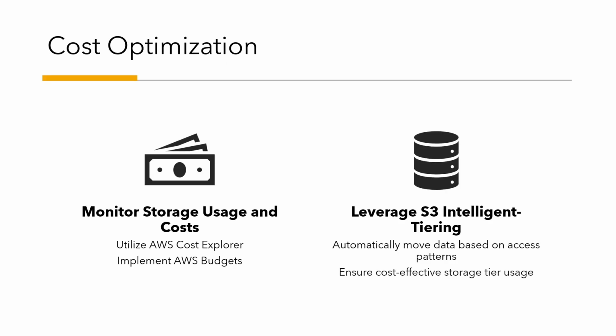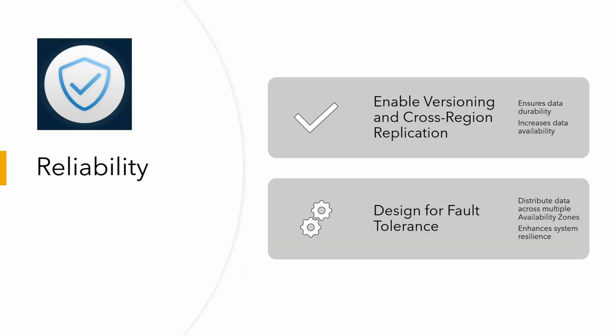On the cost optimization side, we want to monitor storage cost and usage using things like the AWS Cost Explorer, and we also want to implement AWS Budgets. We also want to take advantage of things like intelligent tiering, which is going to automatically move our data based on the different kinds of access patterns, to the most cost effective storage tier, of course, based on the usage of our data.